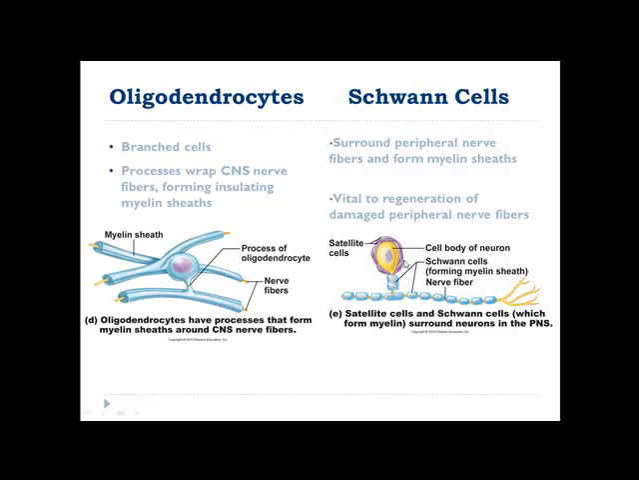Schwann cells are found in the peripheral nervous system. Oligodendrocytes are found in the central nervous system. Schwann cells will only myelinate a single neuron or a single nerve fiber. Oligodendrocytes will myelinate numerous nerve fibers.